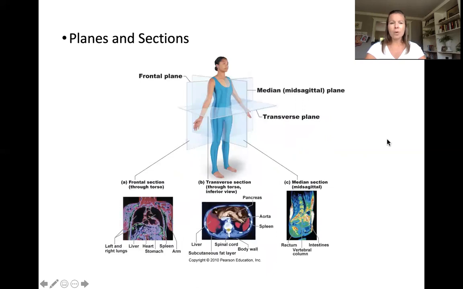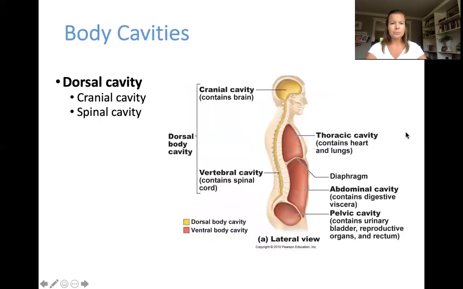Okay. Also, planes. These are basically imaginary lines that divide the body into different sections. So you can read about the three main planes that can divide the body. There's two vertical planes, frontal and sagittal. And then the transverse plane is horizontal, so it cuts the body horizontally.